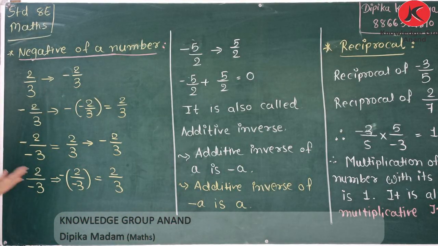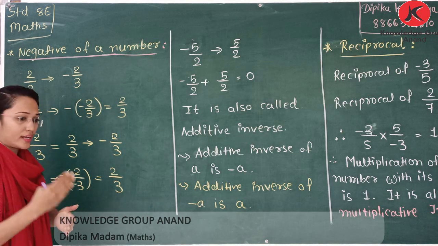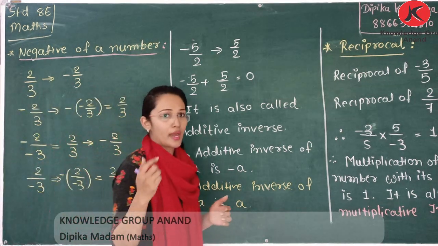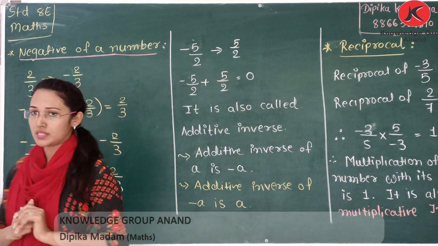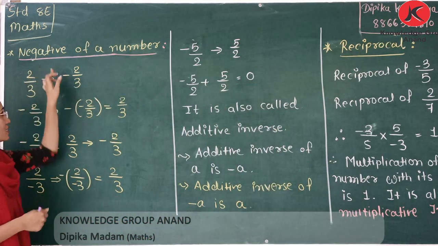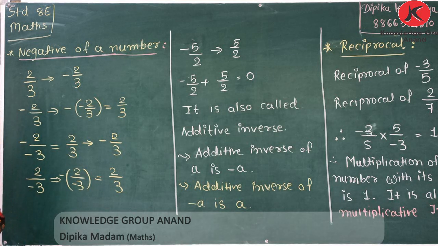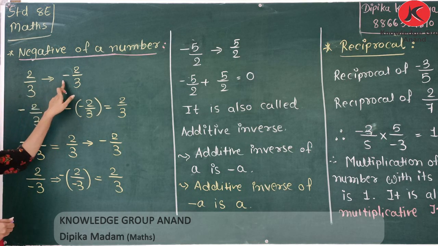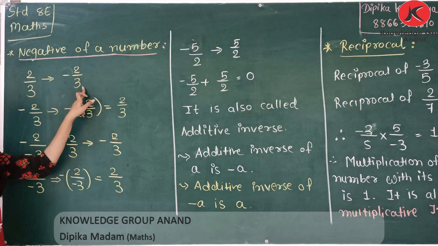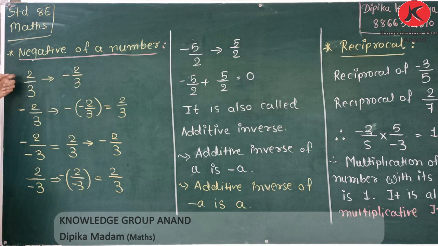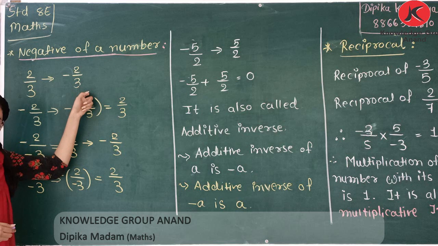Okay. In yesterday's video we understood that additive identity is what? 0. And multiplicative identity is what? 1. Now today we will start one more topic, that is negative of a number. What is negative of number? If the number is 2 by 3, then we need to write one negative sign before the rational number, that will be minus 2 by 3. So negative of 2 by 3 will be minus 2 by 3.